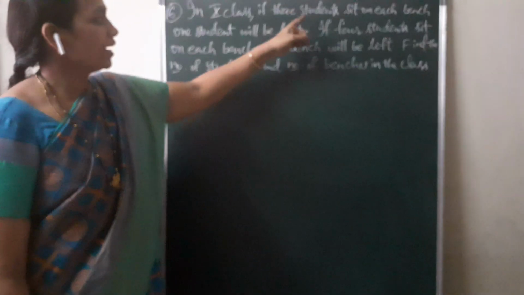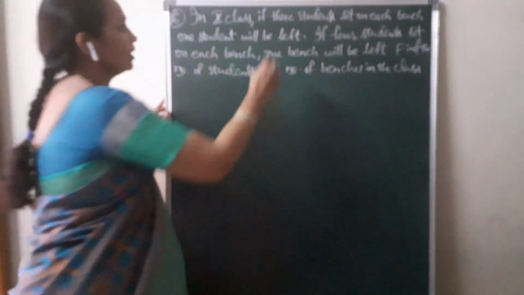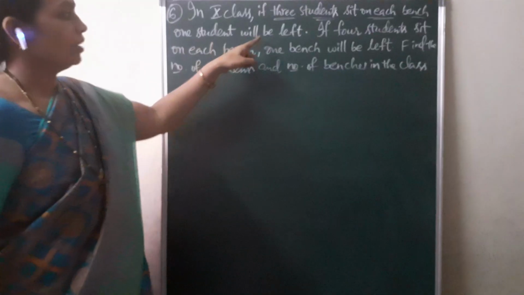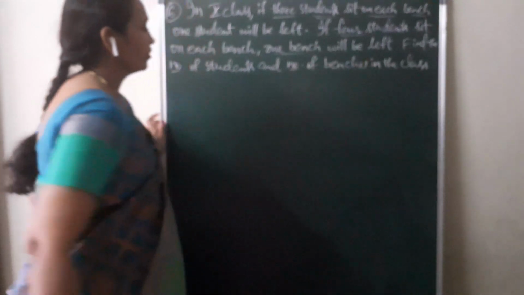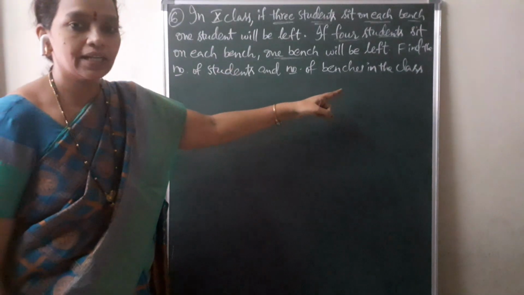Next question. In 10th class, if 3 students sit on each bench, 1 student will be left. But if 4 students sit on each bench, 1 bench will be left. Find the number of students and the number of benches in the class.